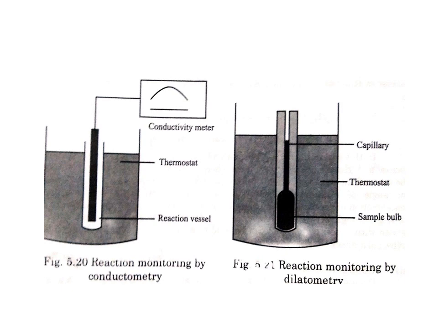Here a dilatometer is used to monitor the change in volume. Now, this is the sample work. The beaker is the thermostat, and there is a capillary tube. With the passage of time, the change in volume in the capillary tube is measured, which is directly related to the concentration of the reactant or product.